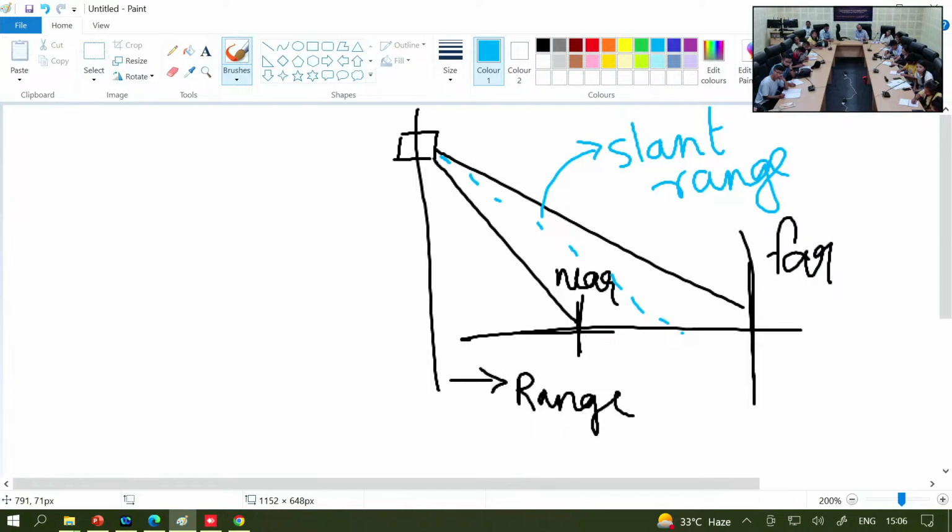So recall again, you have a satellite. In the direction of the satellite path, what is it called? Azimuth, right? Away from that direction, towards the side viewing angle, that is called the range. And this slanting direction towards the ground, that side, is the slant range.